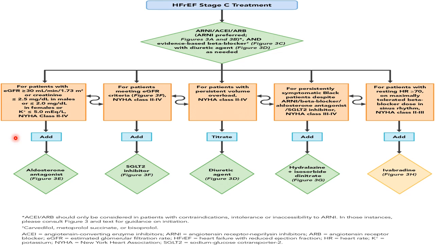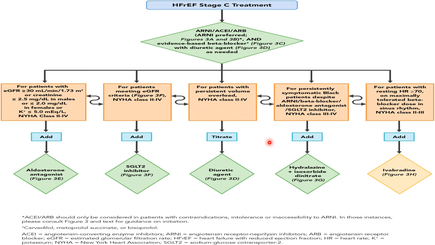And in the same profile of patients who meet the eGFR criteria and have NYHA class 2 to 4 symptoms, SGLT2 inhibitors can be added as well. Diuretics are usually added in addition to these medications in order to relieve the volume overload status in patients with NYHA class 2 to 4 symptoms. The dose can be up or down titrated depending upon the volume status and the electrolytes.